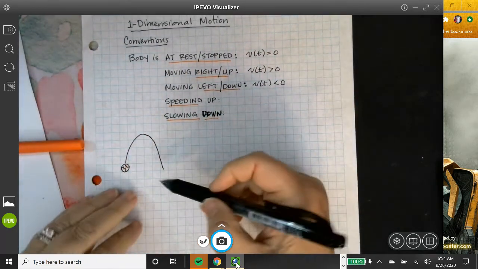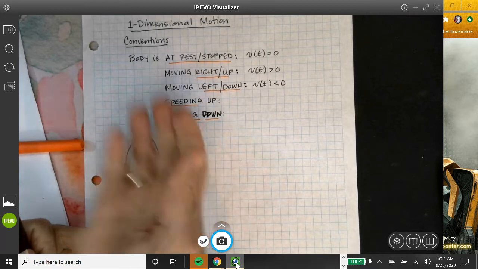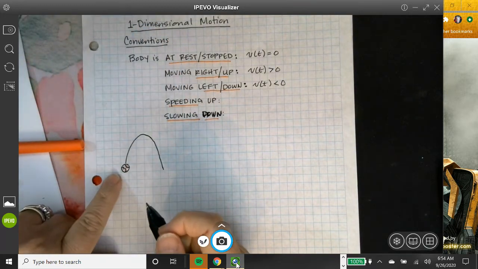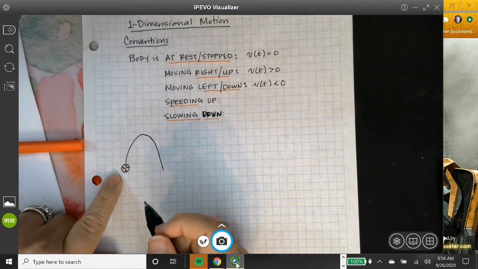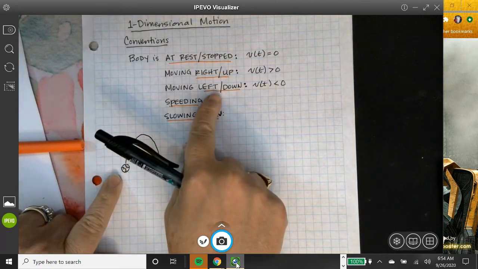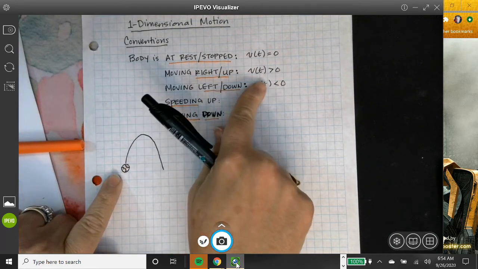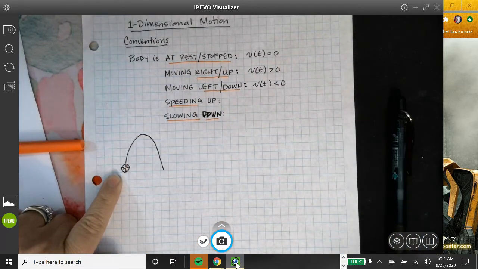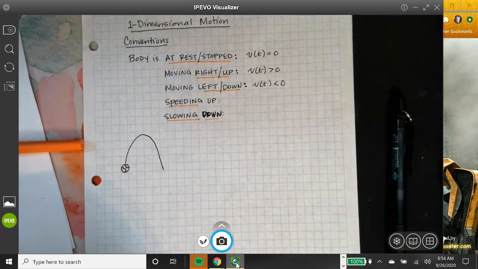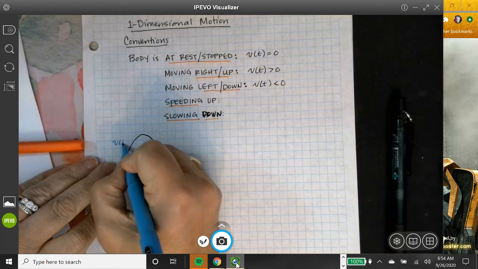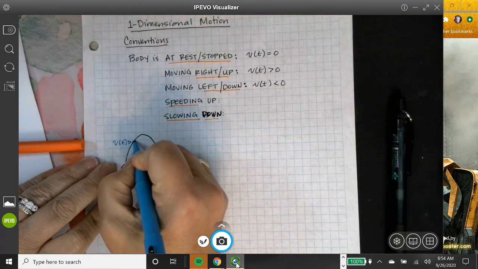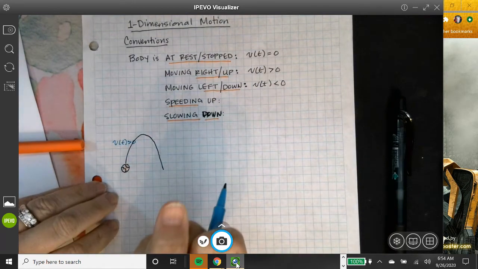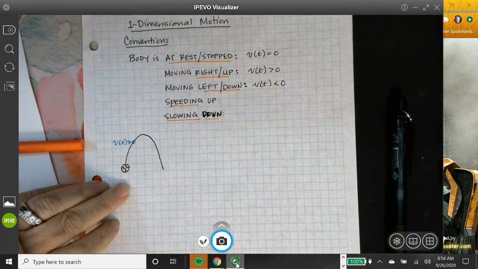So when I throw the ball in the air from here, throwing it up, I'm giving it what? I'm giving it velocity in the up direction, which means the velocity here is positive, right? Okay, so the velocity here is going to be greater than 0 because I gave it some initial velocity to throw it up in the air.